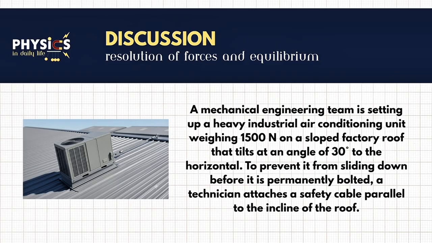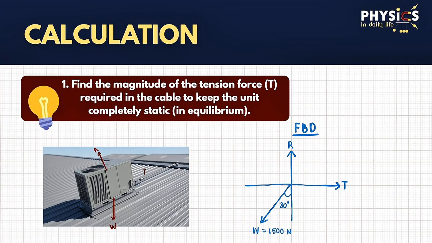Now that we fully understand the physical dynamics of the setup, let's move on to the next slide, where we will break down the mathematical equations to calculate the exact amount of tension required. Now, I will explain the calculation part. The first question asks to find the magnitude of the tension force T required in the cable to keep the unit completely static in equilibrium. To solve any system in statics, we must first isolate our object of interest, the aircon unit, and treat it as a particle system. We do this by constructing a free body diagram.